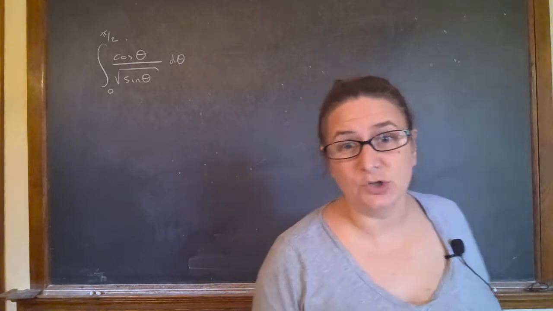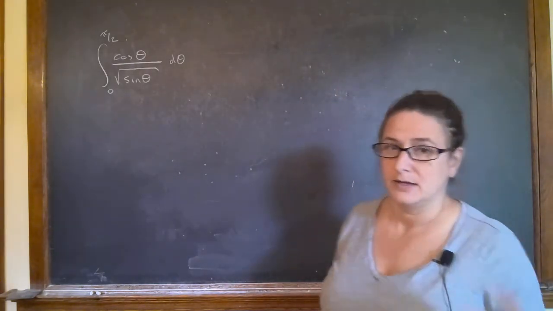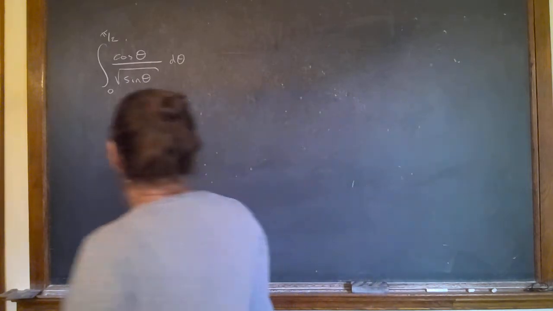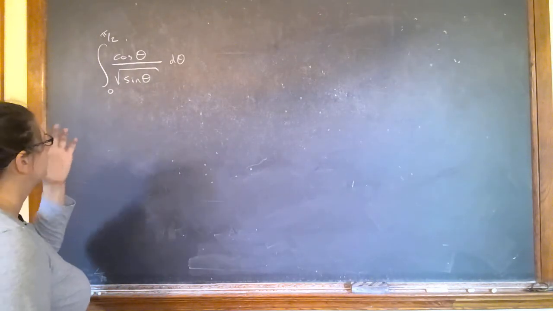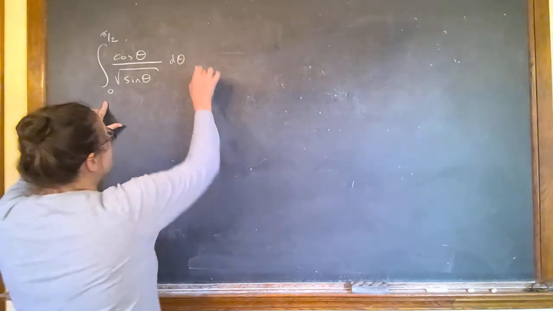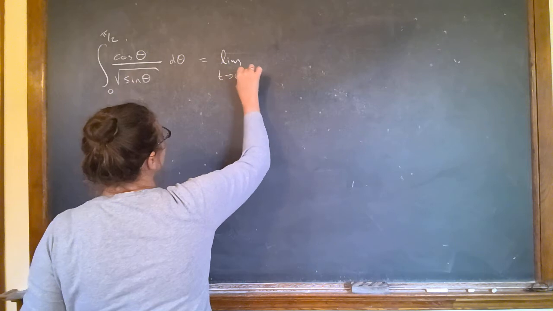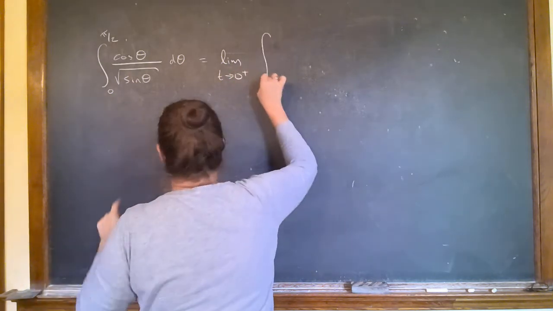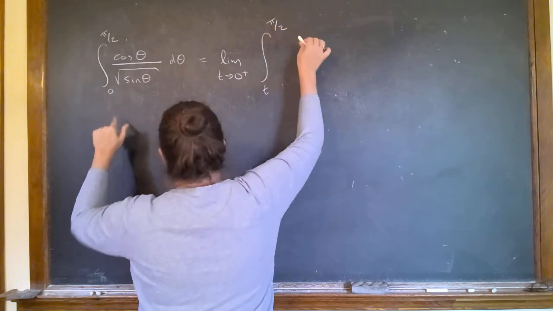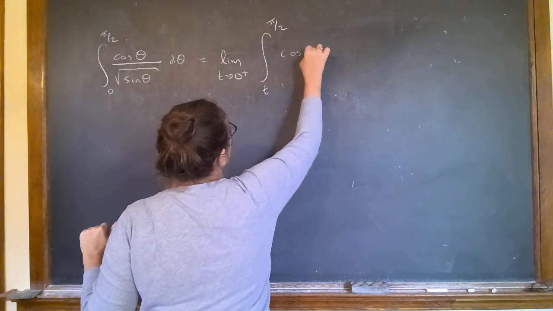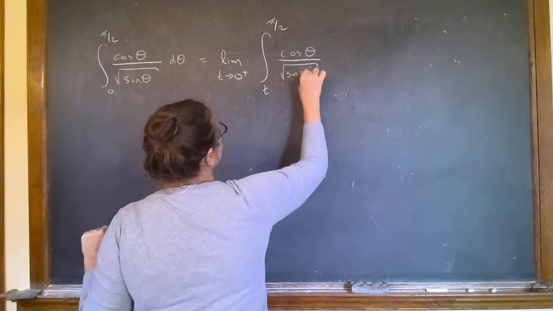By the way, that can happen too. Like it can be messed up at the endpoints and in the middle. We'll do one or two like that in the next video. Okay? So you have to kind of be careful with all these. So my problem is at 0. I'm going to take t to 0 from the right because I'm at the bottom there. So the integral from t to pi over 2 of cosine theta over square root of sine theta d theta.